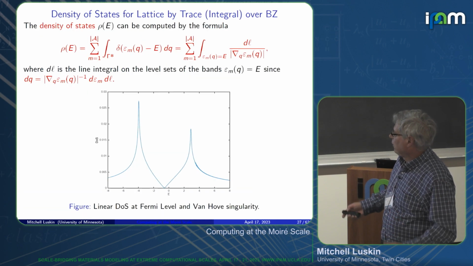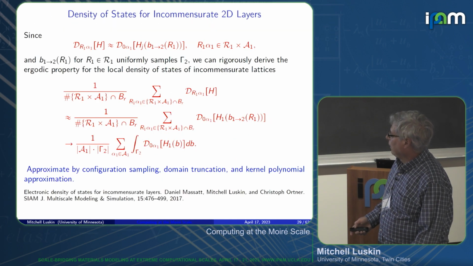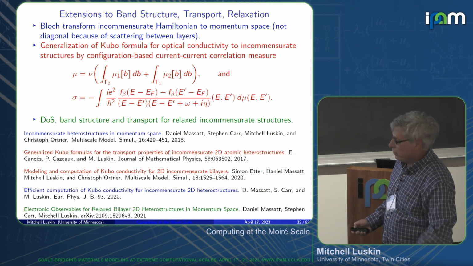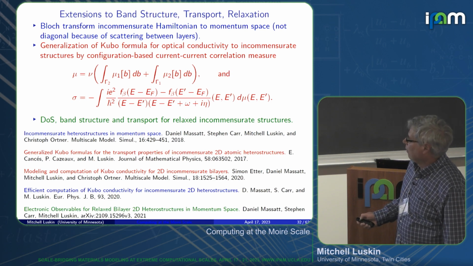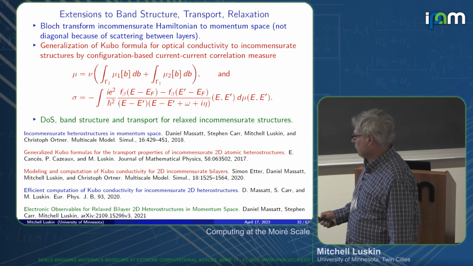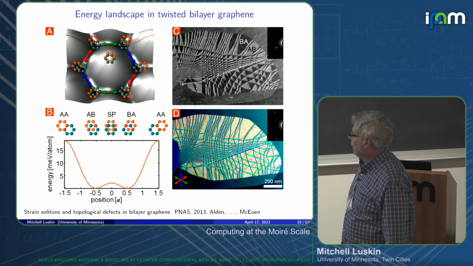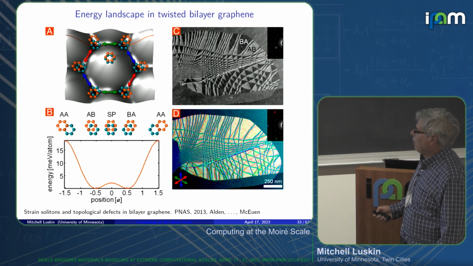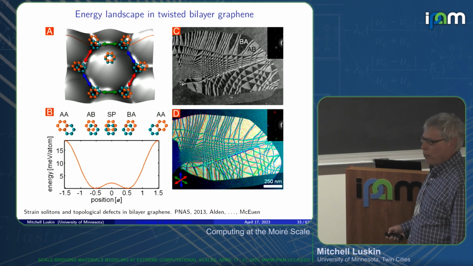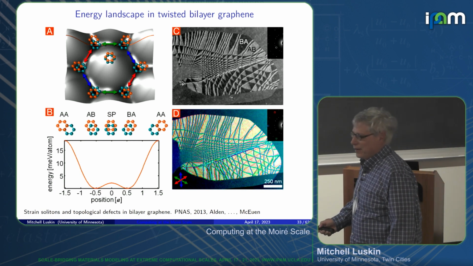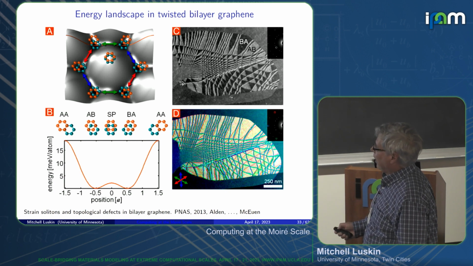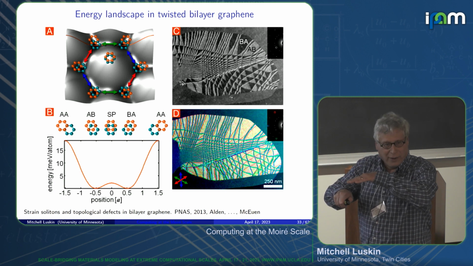So this theory, let me just go through here. We extended it, and Christoph contributed a lot to this. We extended this even to things like the Kubo formula. Then this is really neat. We've done a lot of work on mechanics. These are some beautiful experiments by Paul McEwen. This is an amazing paper. I can't believe it. This is like your energy landscape of one layer on another.